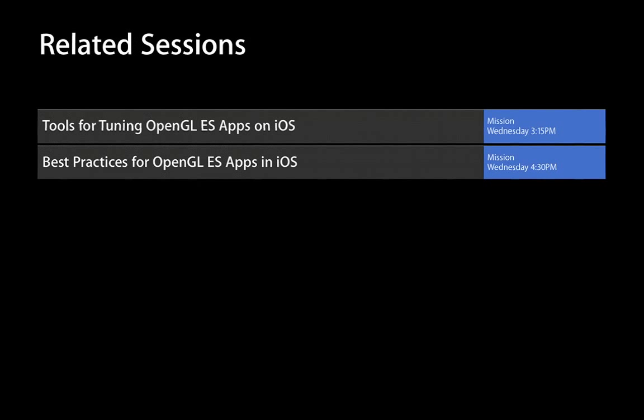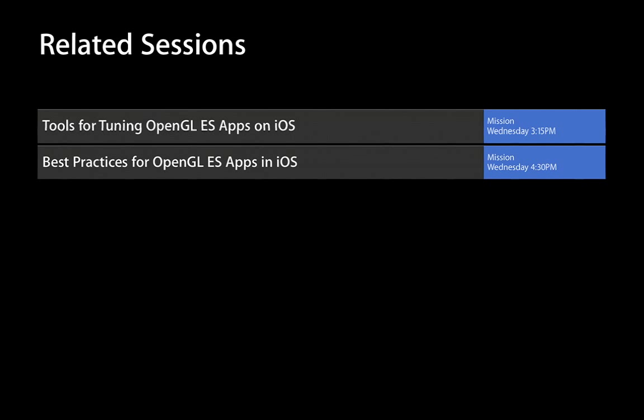So there are 2 related sessions today. The next one, we're going to talk about the tools that you can use. Primarily, we're introducing a new tool called OpenGL ES Debugger, Frame Debugger. And it's an awesome tool. We actually use it for our demos and find issues and fix the issues through that tool. So you should definitely go attend this session.